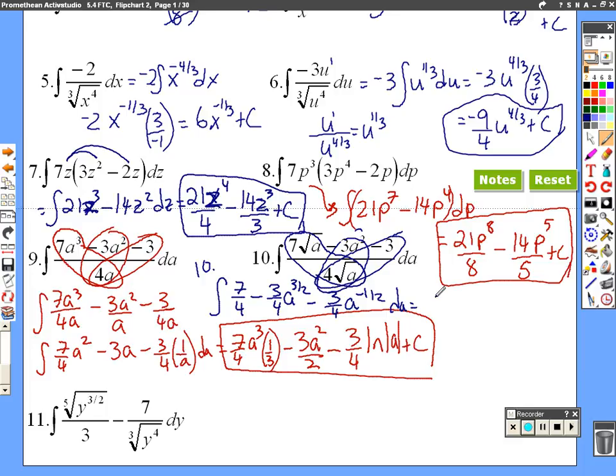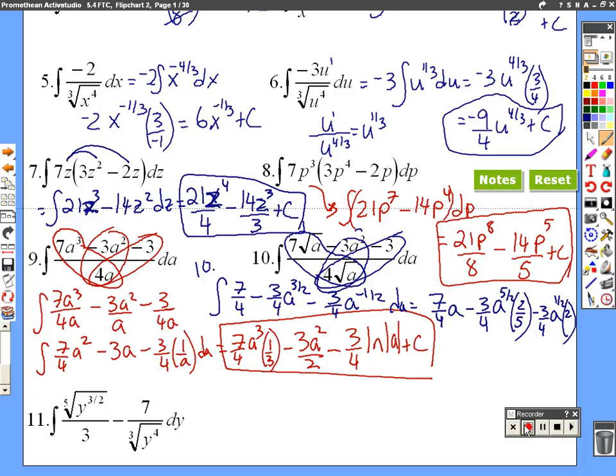Okay, let's do all of our answers. So 7/4, when it has no variable, it actually picks up the variable. So it becomes 7/4 a minus 3/4 a to the, let's add 1. So 3/2 plus 1 is 5/2 times 2 over 5, because I'm dividing by 5/2, minus 3/4 a to the 1/2 divided by 1/2, which means times 2.